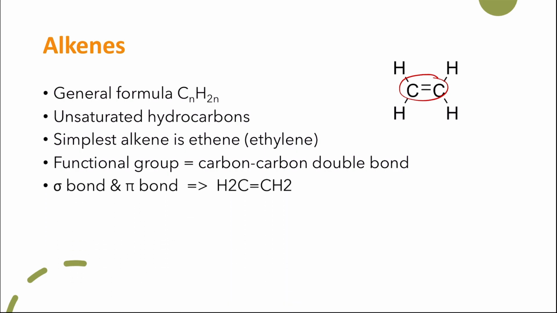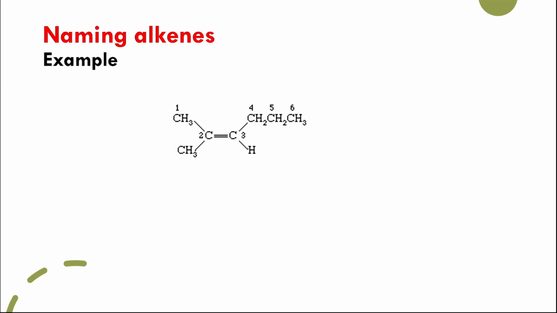The double bond is formed of one sigma bond and one pi bond. There is no rotation around the double bond for alkenes. This is why alkenes can have different isomers, which are called the Z and E isomers. If you want to learn more about the isomers of alkene, please have a look at the video link in the description below.